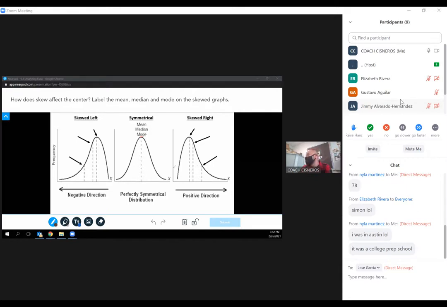I want you guys to label what you think is going to happen to these mean, median, and mode. And I'll get you started out here. Which one has to be the top one on each one of these?